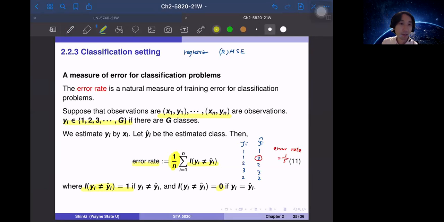This may not be the best measure, especially when we have 3 categories, 1, 2, 3, and maybe 1 and 2 are closer, and 2 and 3 are closer. That is a possible case. For example, 1, 2, 3 is the rating for movies by individuals. Then if yi is equal to 1 and yi hat is equal to 3, it's a more severe error than the pair of 1, 2. So this error rate doesn't consider that factor. It's not necessarily the best measure, but at least it's the most fundamental, easy to understand definition of error.